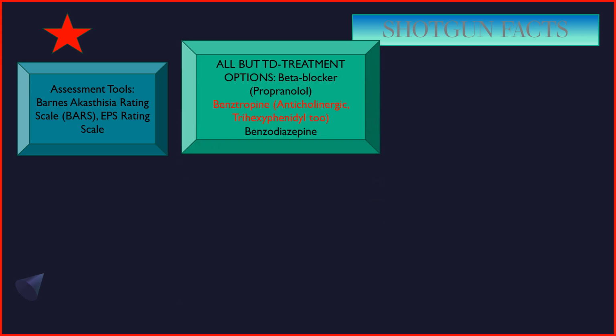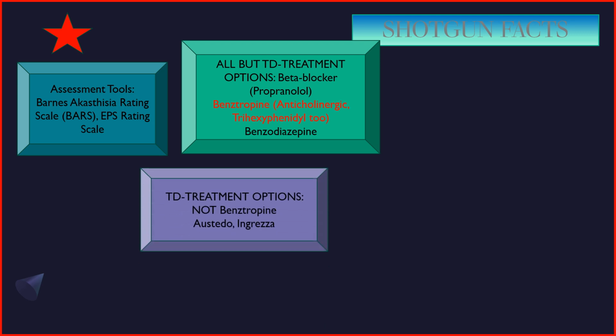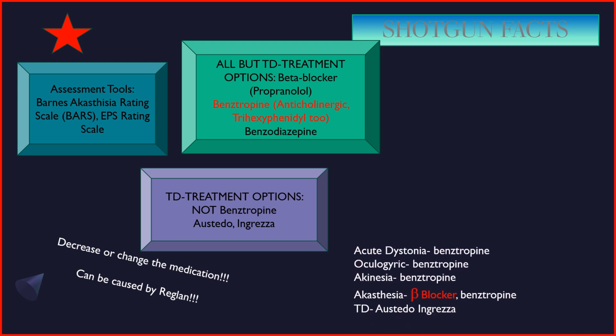All but tardive dyskinesia treatment options: beta blocker, propranolol, benztropine, and benzodiazepine. For tardive dyskinesia treatment options, not benztropine: Austedo and Ingrezza. Decrease or change the medication. Can be caused by Reglan.